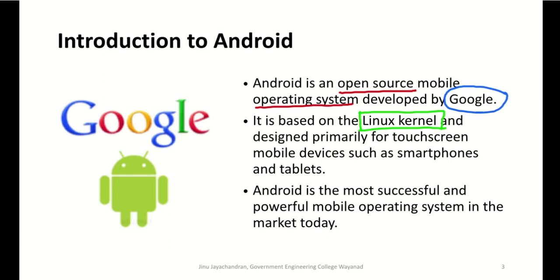Android is the most successful, powerful mobile operating system in the market today, which you can see by looking at the number of Android apps and Android devices. Now we have millions of Android devices. So it is the most successful and widely used operating system in the market today.